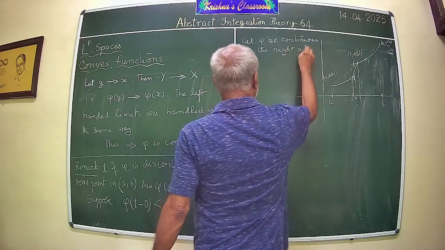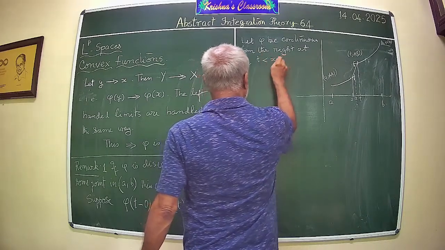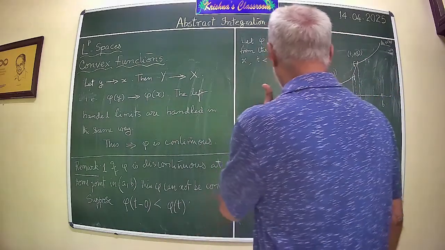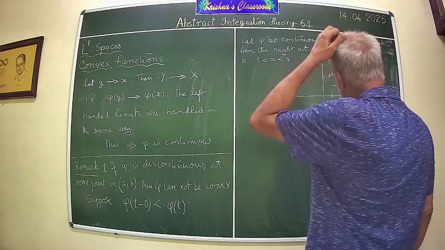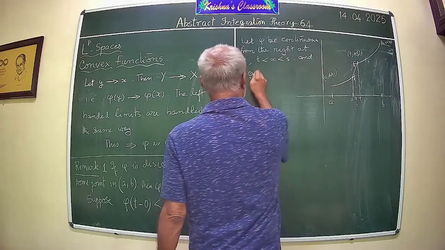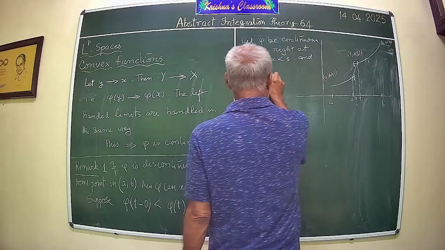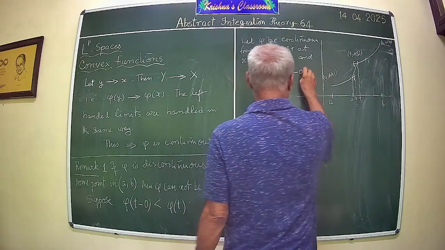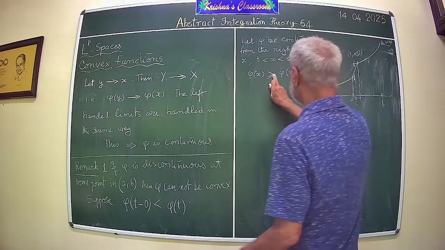Right at x, where phi x is not equal to phi x minus. That means it is clearly a jump discontinuity.